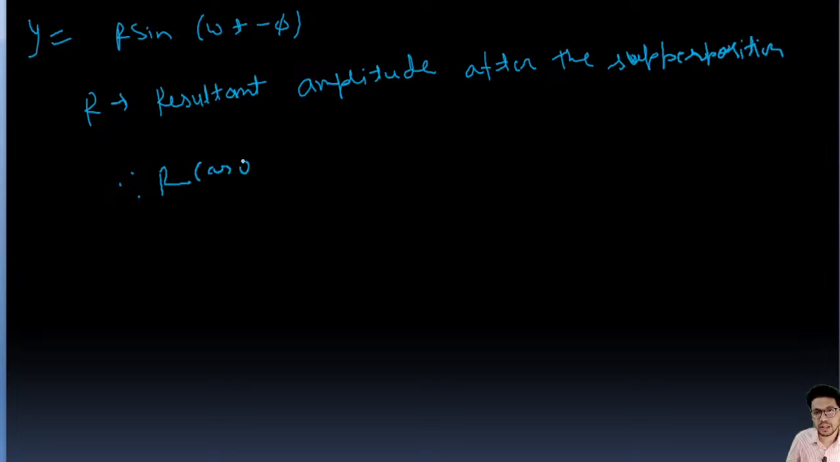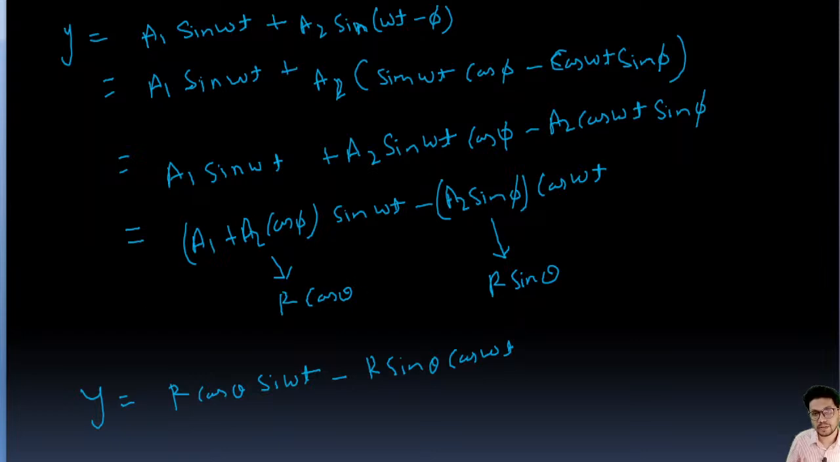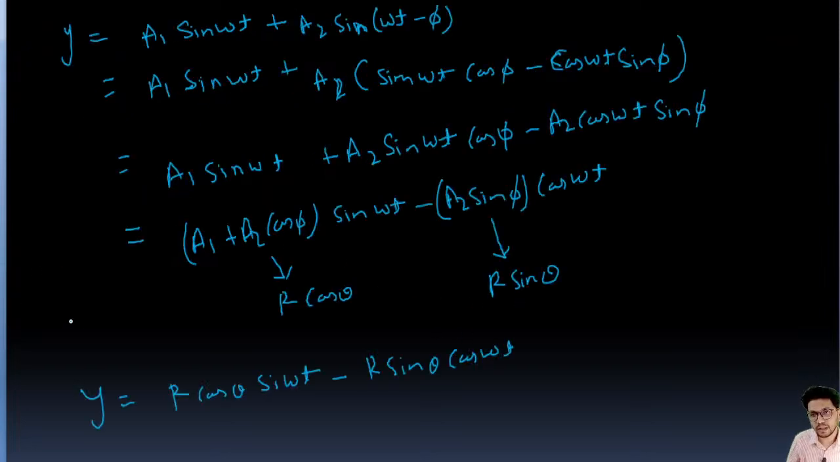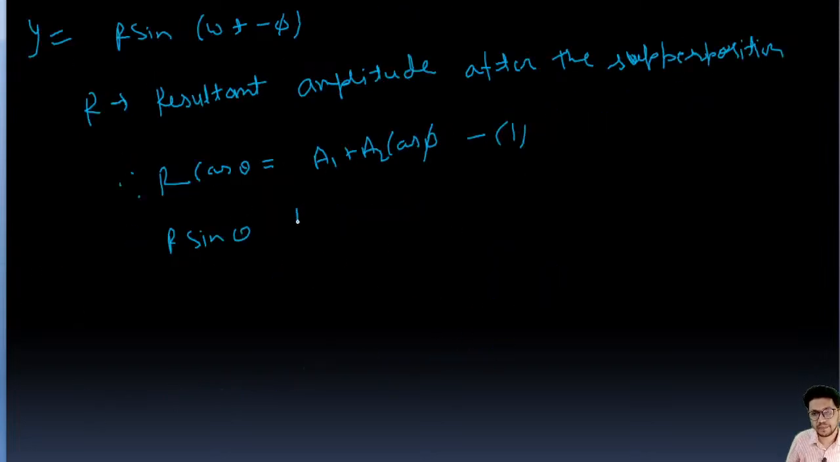And since we know r cos theta is (a1 plus a2 cos phi), this term is r cos theta, equation 1. Similarly, r sin theta is a2 sin phi, equation 2. Now we'll find the value of r. So we'll square and add equations 1 and 2.